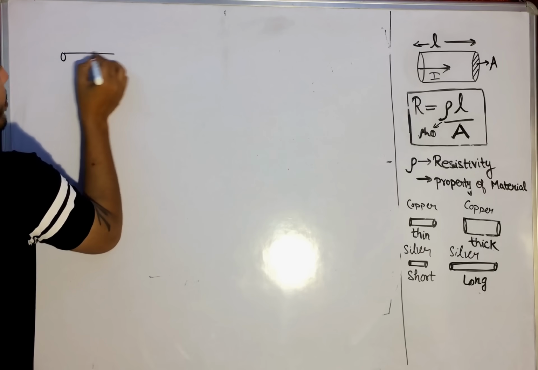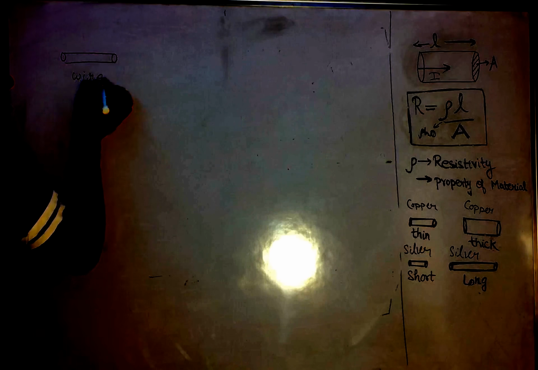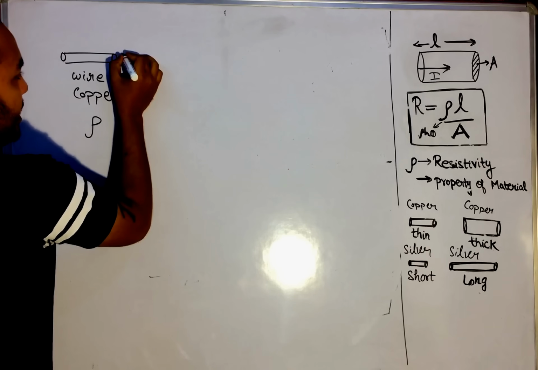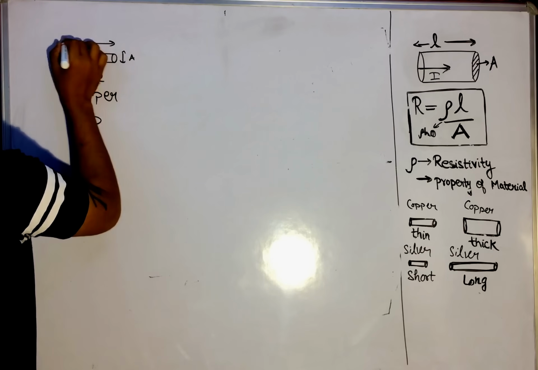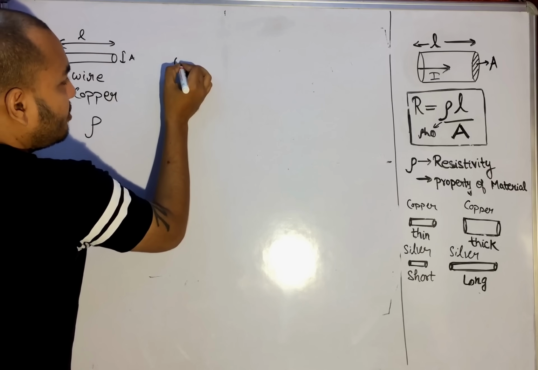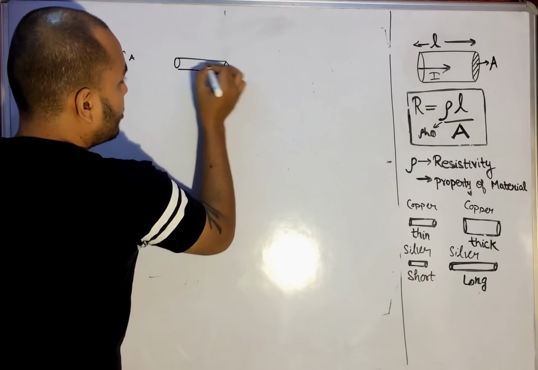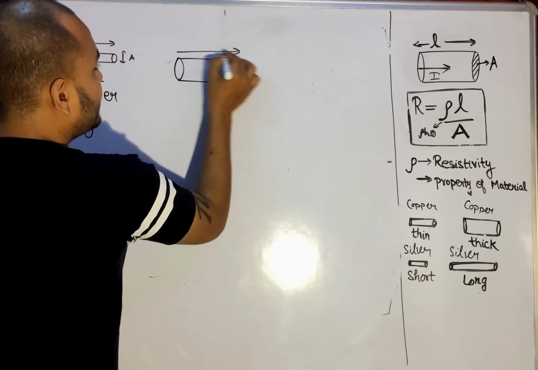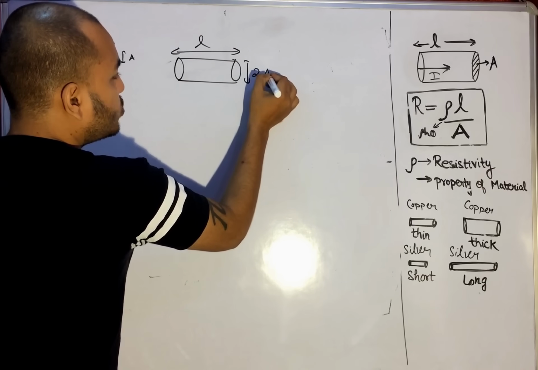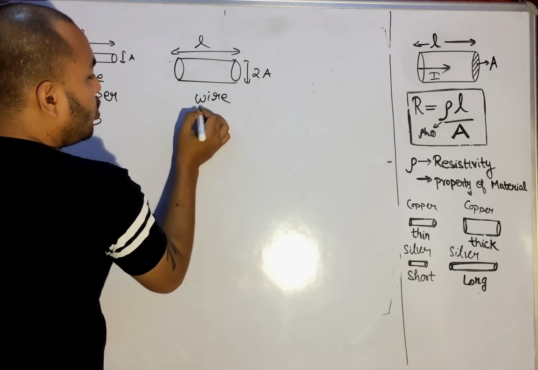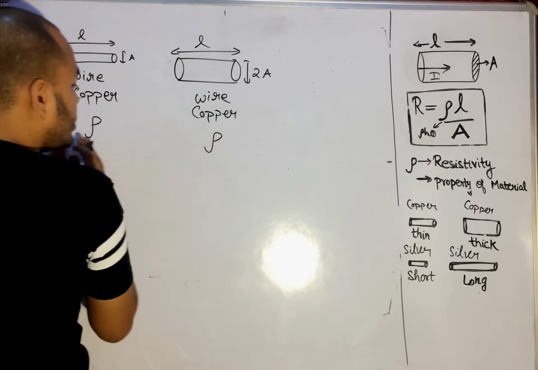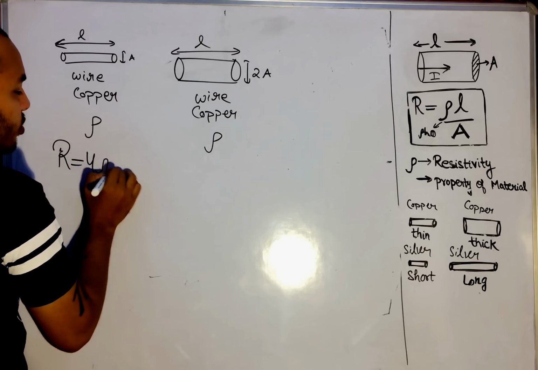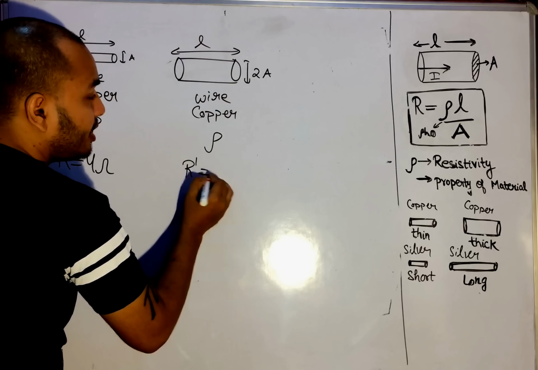Here I have a wire made up of, say, copper, of resistivity rho, having area A and length L. Here I have another wire having length L but area 2A, and this wire is also made up of copper. So resistivity will be the same for both. If the resistance of this wire is given as 4 ohm, find the resistance of this wire.